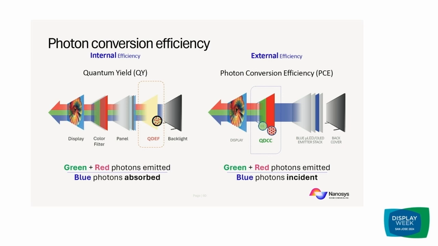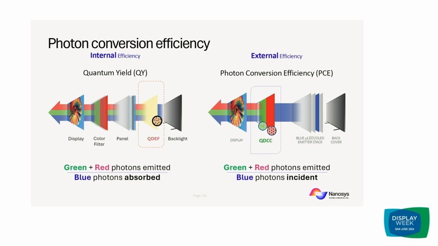So in terms of conversion efficiencies, there are two different ways that you can consider this. The first of these is what we've been talking about for the most part, which are internal quantum efficiencies. So these are things like quantum yields. The other way you can consider this, especially for QDCC, this is an important aspect of the technology, is external quantum efficiencies. So it's not just of all of the blue photons which get absorbed, how many get turned into green and red, but in this case, it's of how many blue photons are incident, how many are turned into green and red.